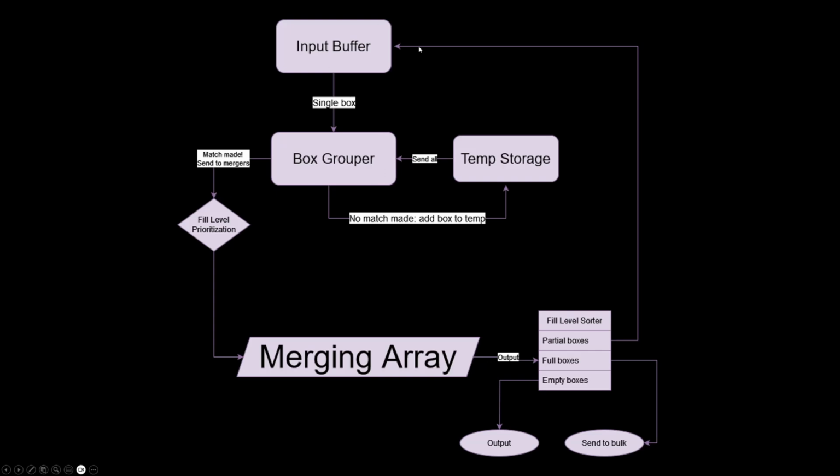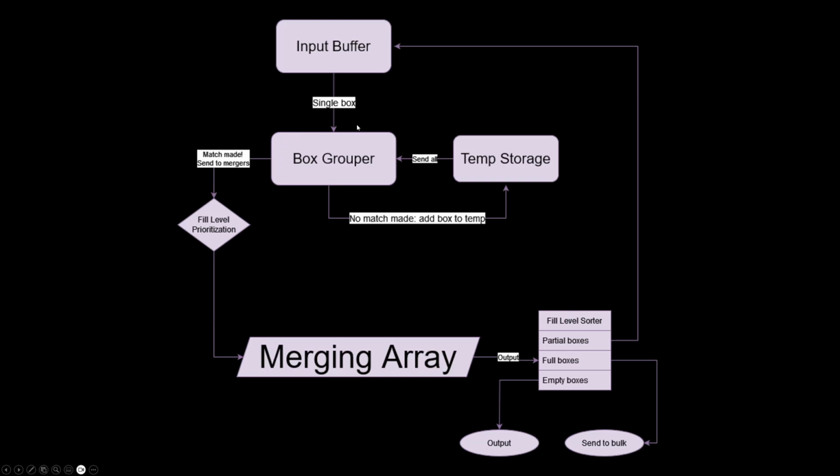It starts with the input buffer. You get partial boxes in from here. You would receive these usually from either a splitter or from an unloading array. It sends a single box at a time over to the box grouper.